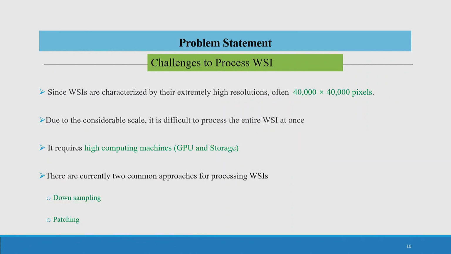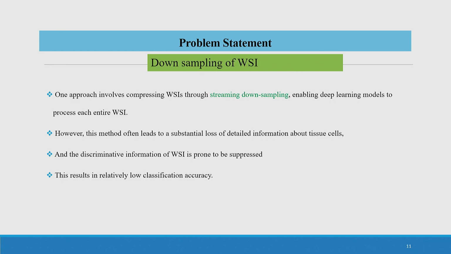If you downsample and squeeze the whole slide, there are some problems: a substantial loss of detailed information. The detailed information related to the cancer may be lost, and ultimately the accuracy of the model will be low. For example, if there is cancer in the whole slide, and because of the downsampling the model predicts that there is no cancer, in that case there will be disaster. So downsampling is not a good solution.